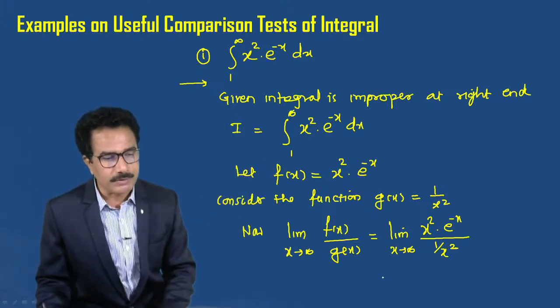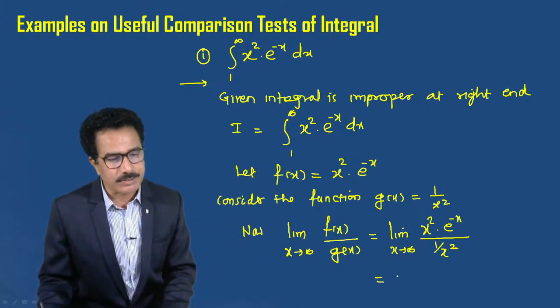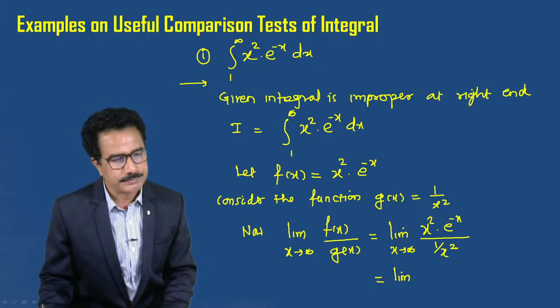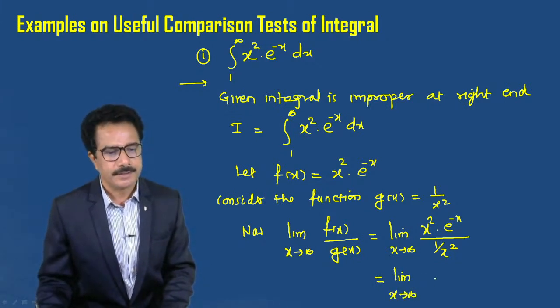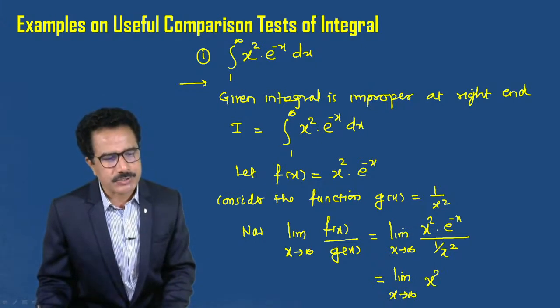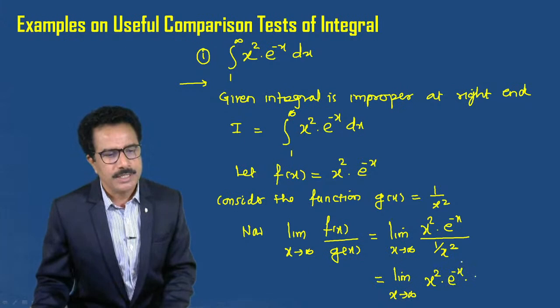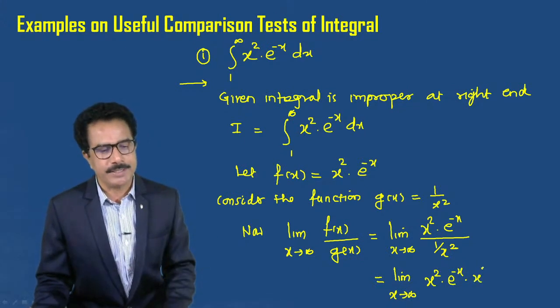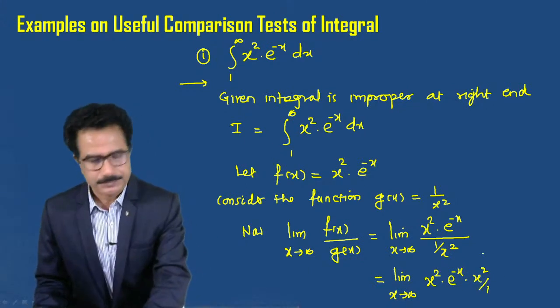So we have to calculate this value, which is equals to limit x tends to infinity, take its reciprocal, x square into e raised to minus x into now 1 upon x square is there, that can be written as x square minus 1.